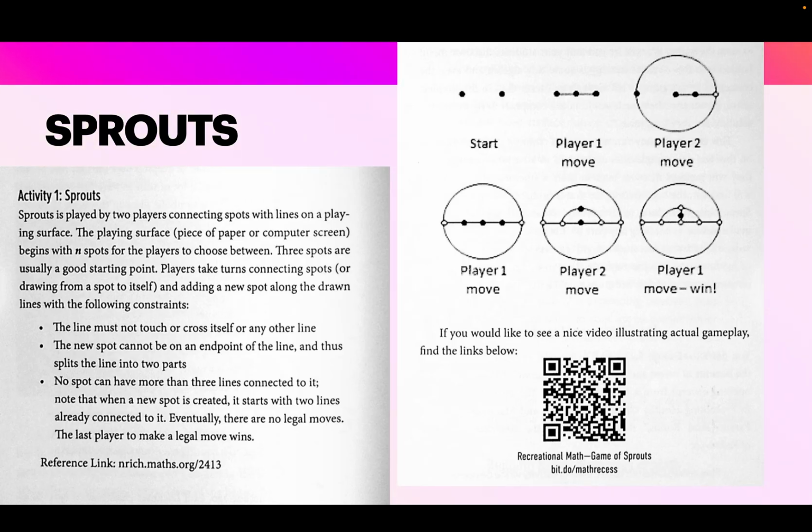Now, the line must not touch or cross itself. The new spot cannot be an endpoint of a line, thus splitting the line in 2, and no spot can have more than 3 lines connected to it. Eventually, there's no more legal moves, and the last player to make a legal move wins. Now, that's the way it looks. Here's a little video to help support what it looks like as well.